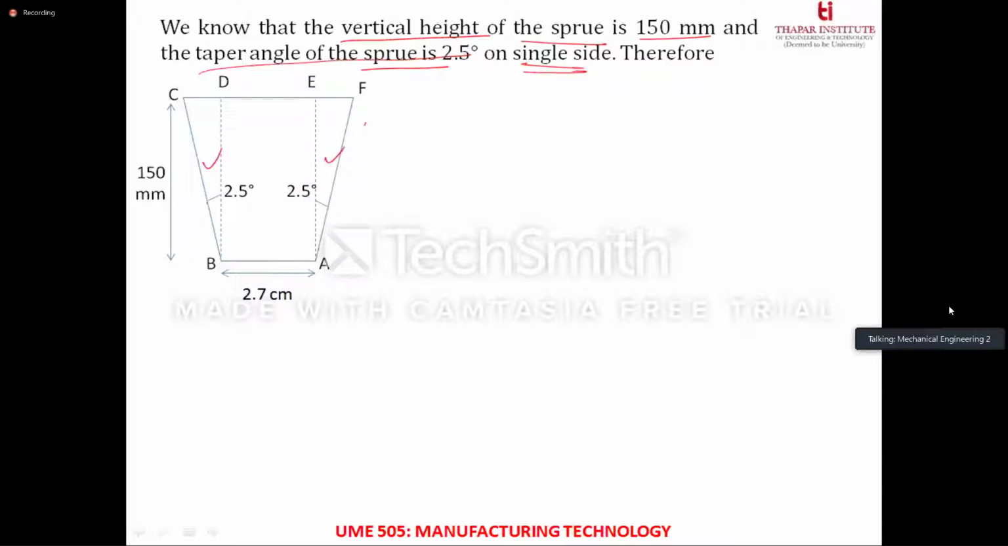So this angle that you are seeing over here is 2.5 degrees, and this vertical height is given as 150 mm. Now, some of the components you already know, and some of the components you would require. So what we are trying to find out is actually CF. What is CF? This is what we are trying to find out.